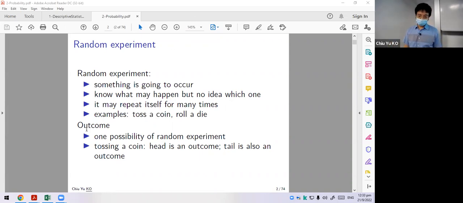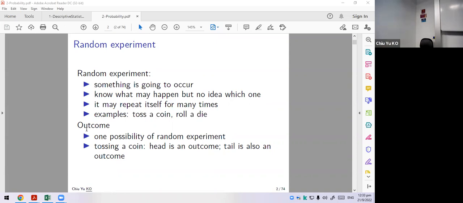And then we define outcome. An outcome is what we call a possibility from a random experiment. Toss a coin, head is an outcome, and tail is also an outcome. Okay.